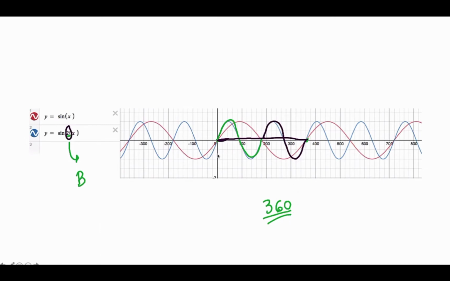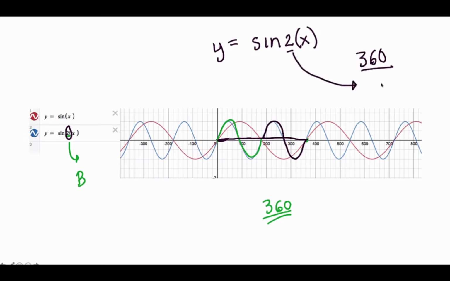In other words, we can find the number of cycles of the graph y equals sine of 2x by using this formula. 360 divided by whatever is this number, divided by 2, we will get 360 divided by 2, 180. This 180 becomes now the period of this new function.